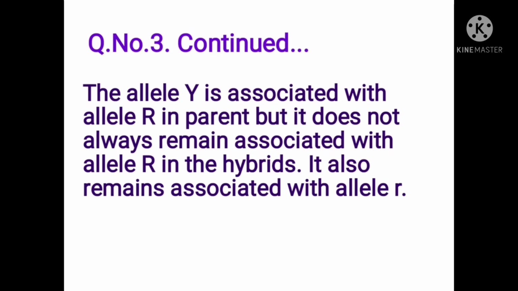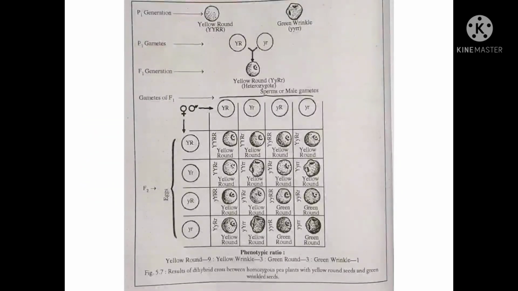The allele capital Y is associated with allele capital R in the parent, but it does not always remain associated with allele capital R in the hybrids. It also remains associated with allele small r. Here I include a figure showing Mendel's dihybrid cross to explain Mendel's third law.